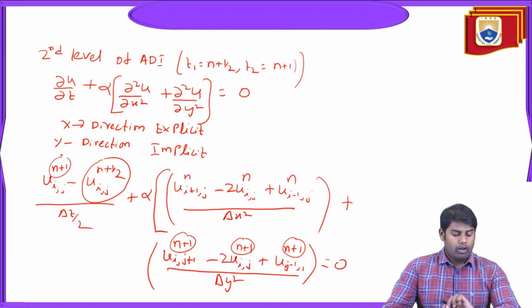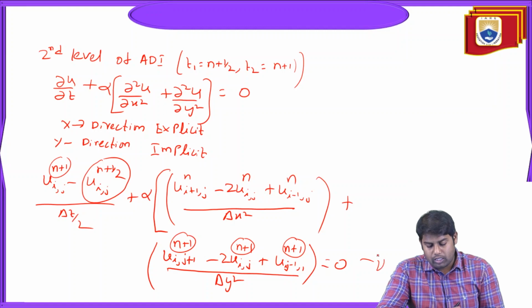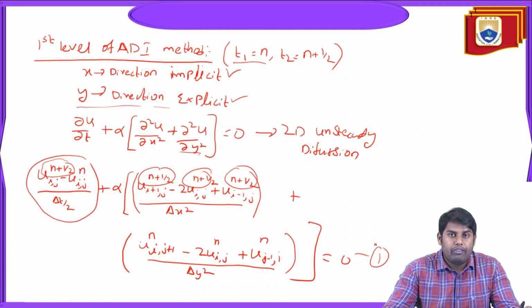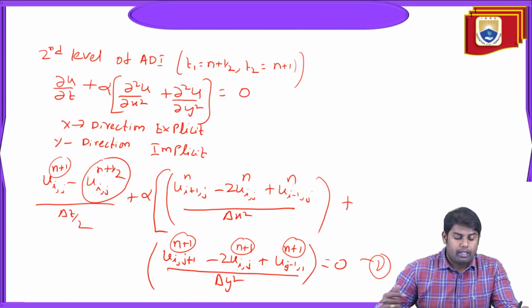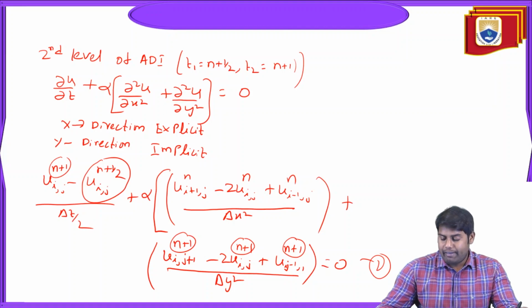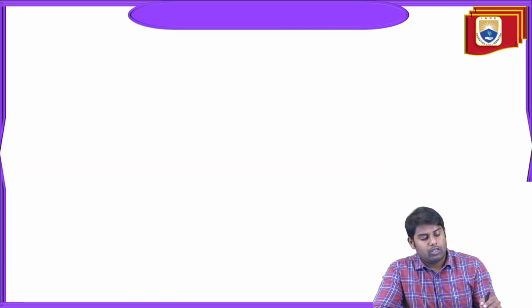Okay. So here what happens actually? When we compare the equations, let us take this as 2 for ADI and this is 1 for ADI. So when we compare equations 1 and 2 in the ADI method, what happened actually? We have taken x direction as implicit, y direction as explicit. Here the x direction is explicit, y direction is implicit. Now by doing this, what is the advantage we have? So let us write the equations together.